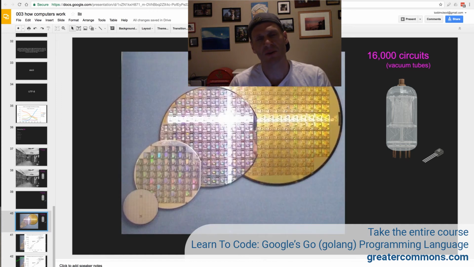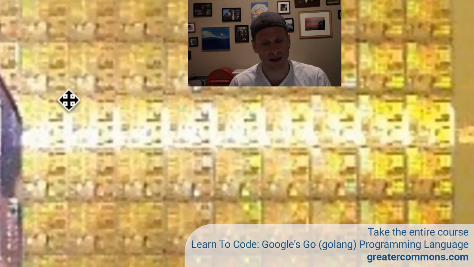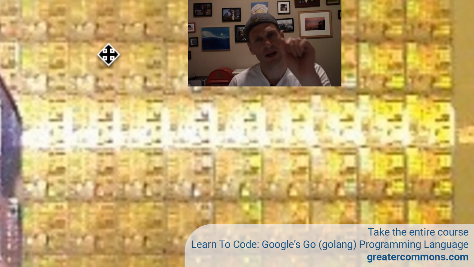The third generation computers used silicon wafers or integrated circuits. If you zoomed in on this image, you would see a whole bunch of tiny little squares, right? Like here's a little square, here's a little square. And those are each silicon wafers. Those are each chips. And they're about the size of my thumbnail or smaller, and about the thickness too.